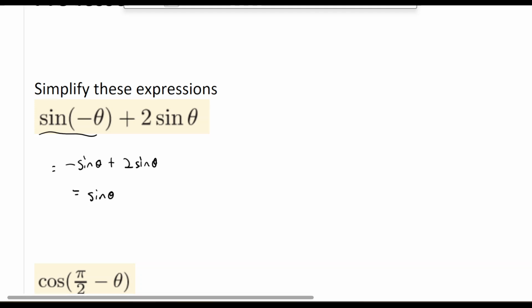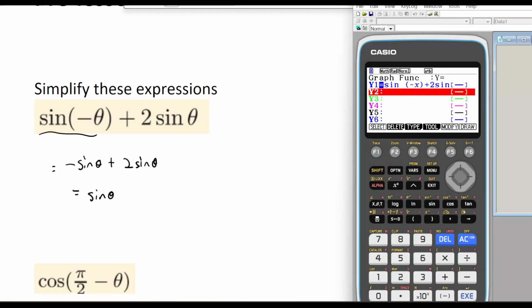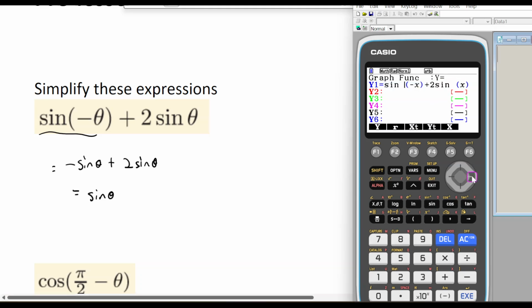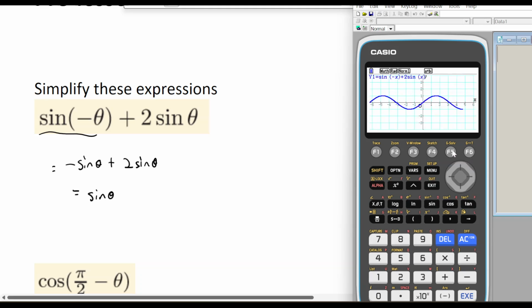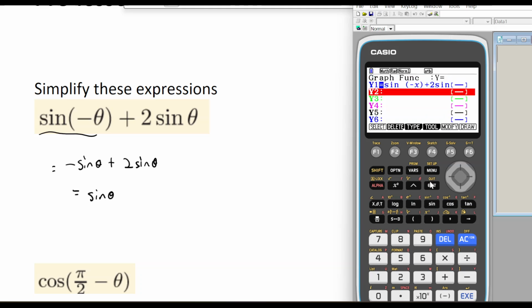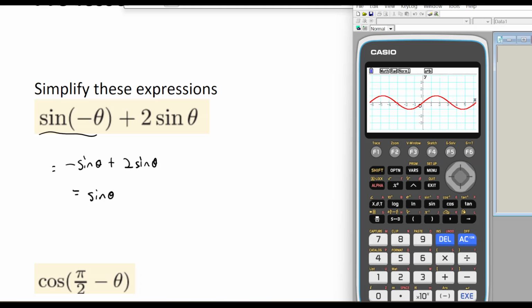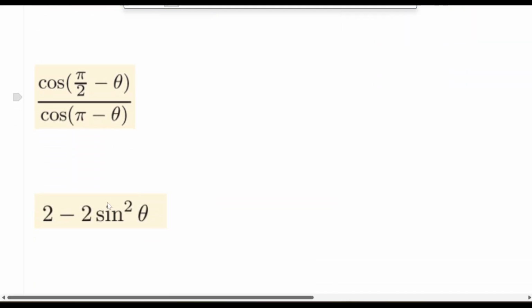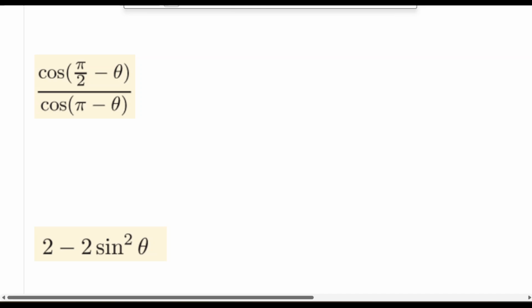Now, one method that you can use to double check these is I've actually graphed that first one, sine of minus theta and 2 sine of theta in the calculator. And then I'm going to look at what that looks like in a picture. I'm also going to graph what I thought the answer was, sine of theta. And hopefully those graphs should overlap if we draw them. Yes and yes. So that's how you can check you got it right. Well, at least you're pretty sure you got it right if that's the case.